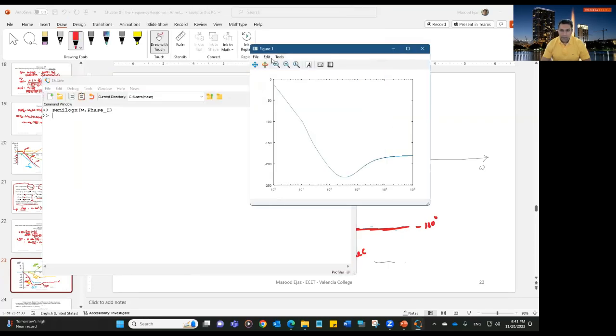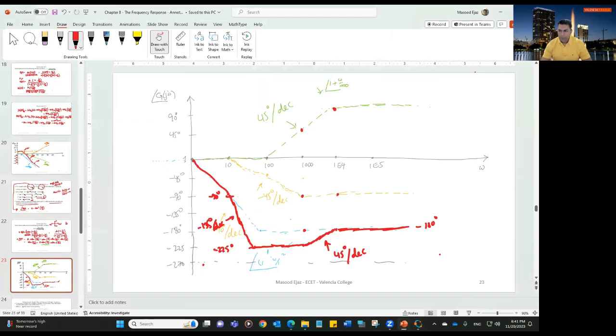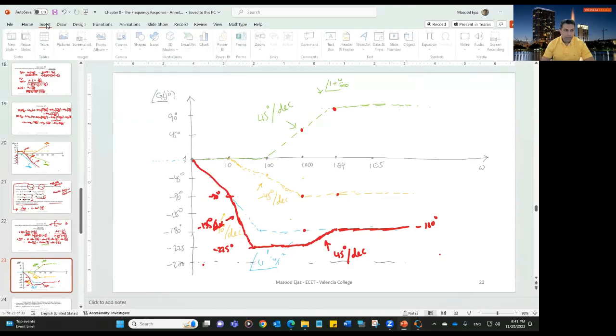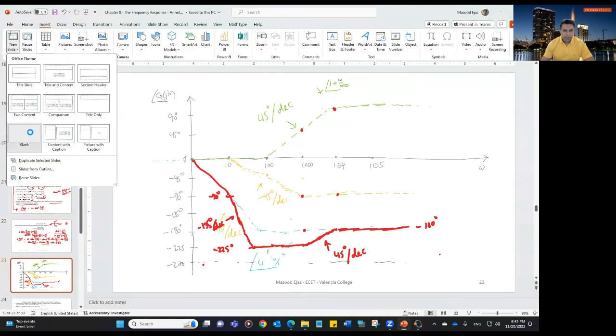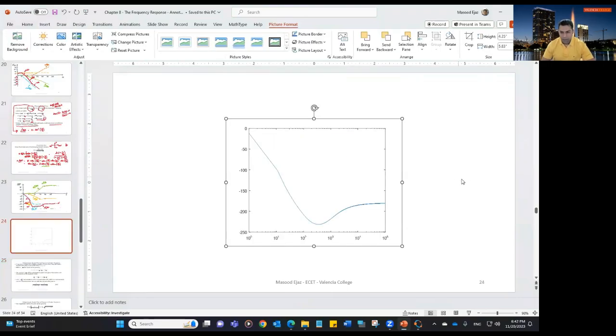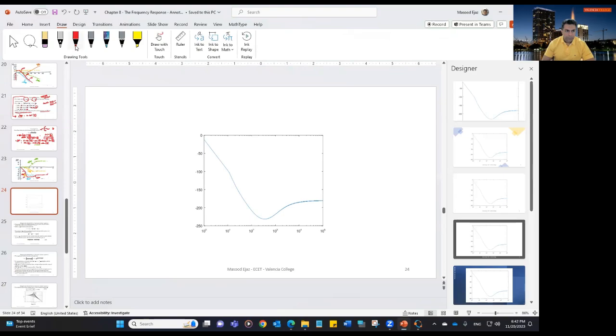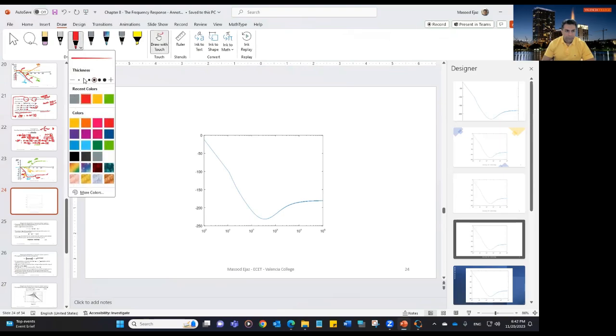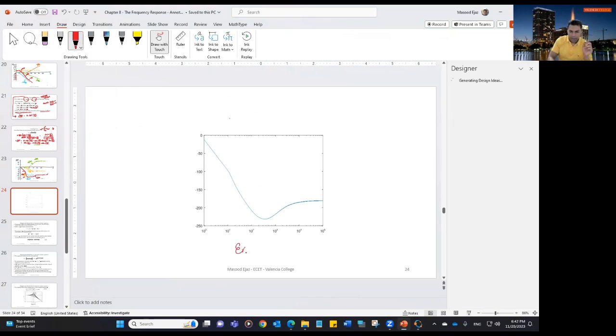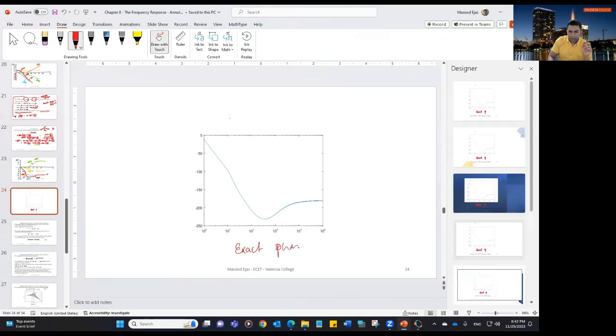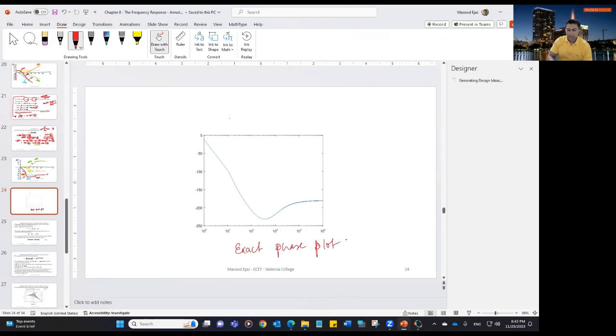So we can go ahead and put this as well. Edit, copy figure to clipboard, and insert slide. Phase plot.